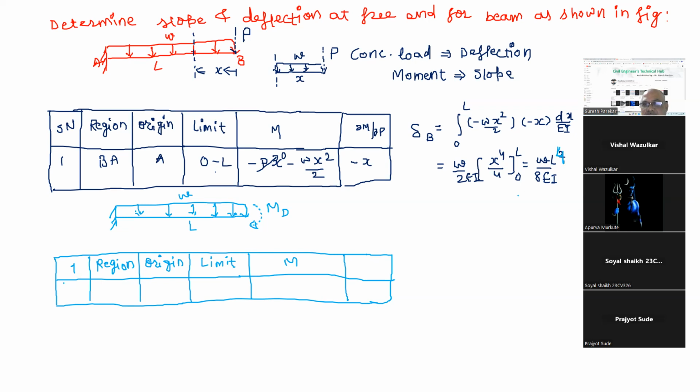WL4. So this will be WL4 upon 8EI. So M and then ∂M by ∂Md.